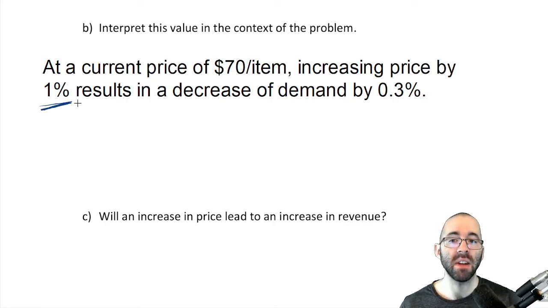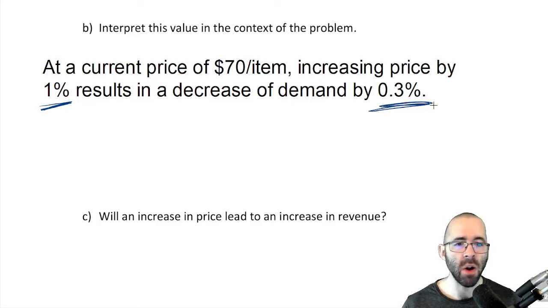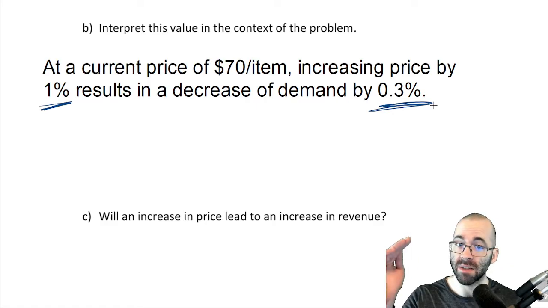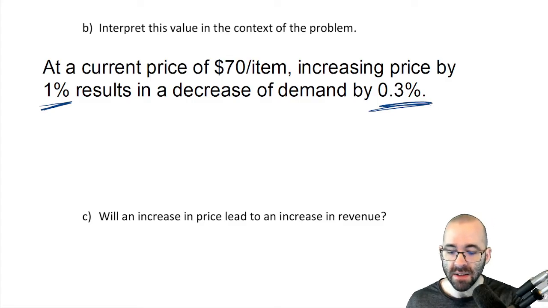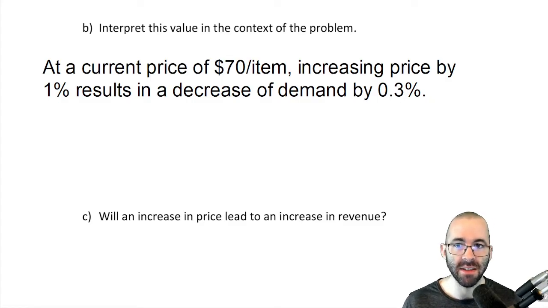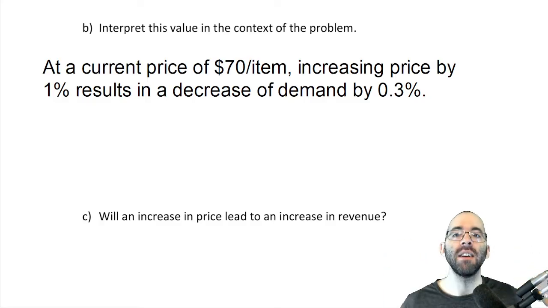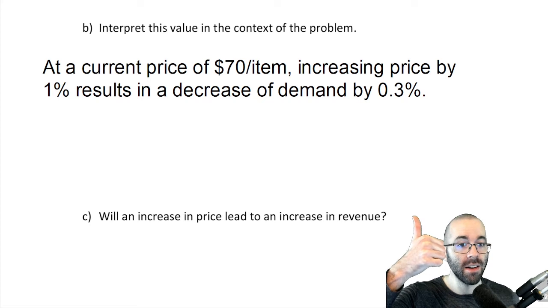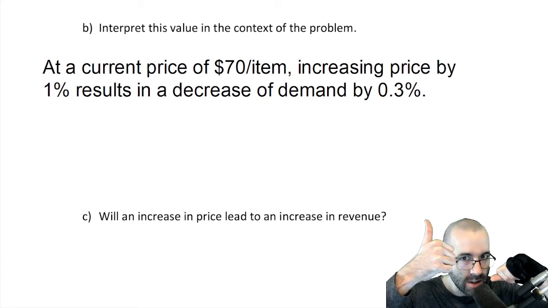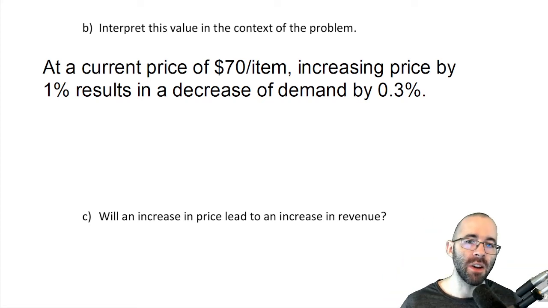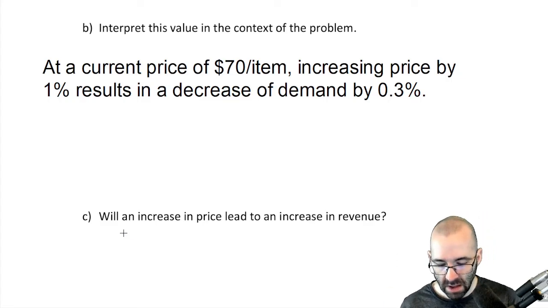Increasing price by 1% means the demand decreases by only a little bit. Price will increase faster than the demand will decrease. So us, being the ones to sell things, price increasing is good. Demand decreasing is bad. Price increase is bigger than demand decrease. That's going to be good for us. We want to increase production. Yes.